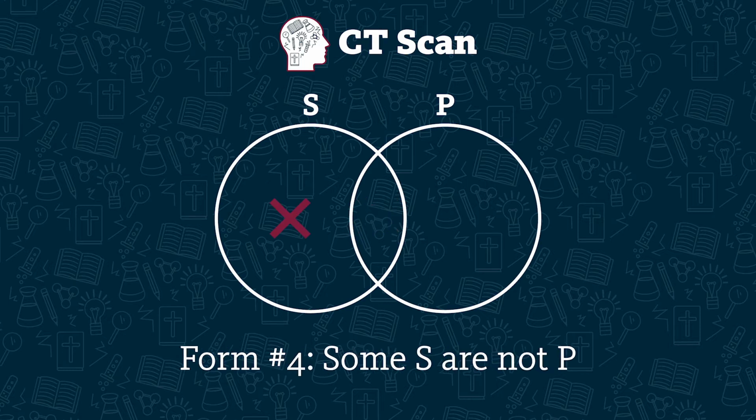Finally, form 4 is some S are not P. For instance, some scientists are not evolutionists. You can diagram that by drawing an X in the S circle outside the overlapping area to show that at least one member of S is not a member of P. So those are the 4 basic types of statements. Now, let's say you have an argument made of 3 such statements, like this.